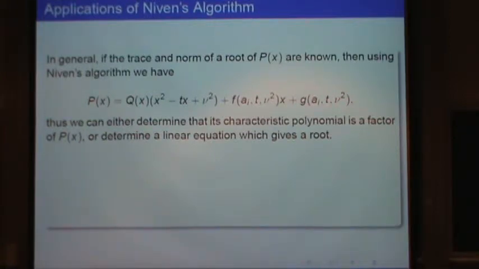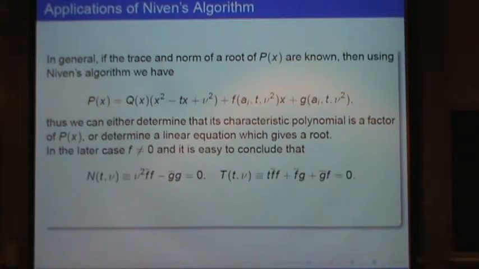Then either we have f is 0, which means g is 0. Thus, we can either determine that its characteristic polynomial is a factor, or we can determine a linear equation which gives a root. In the latter case, f is not 0, and it is easy to conclude that these two equations are satisfied.